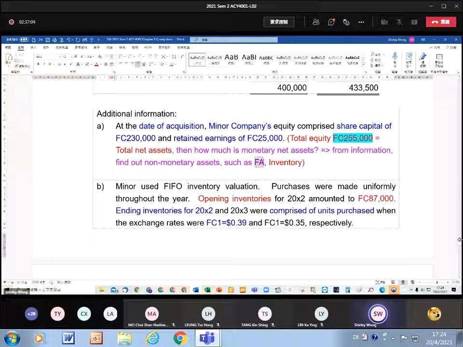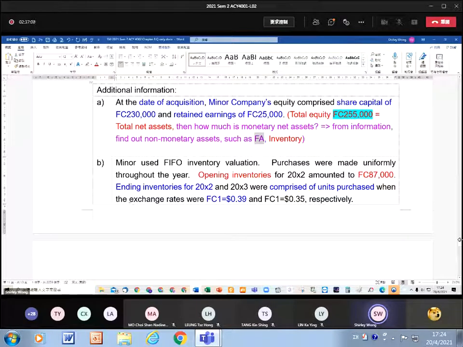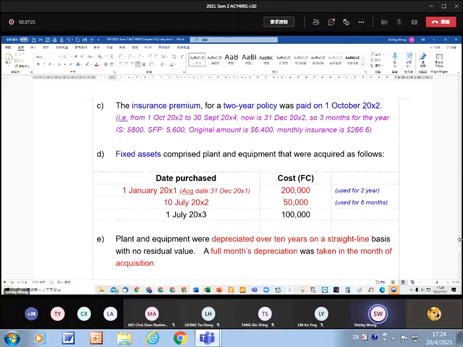How about the fixed asset? Fixed asset we will look at the next information, and here it also tells you the ending inventory and gives you the exchange rate. For 2003 we can ignore the information because we do not require you to prepare 2003. How about the fixed asset? So let's look at here.